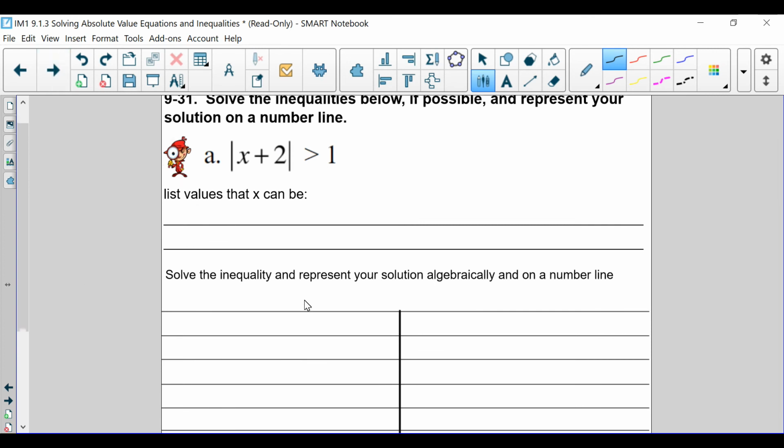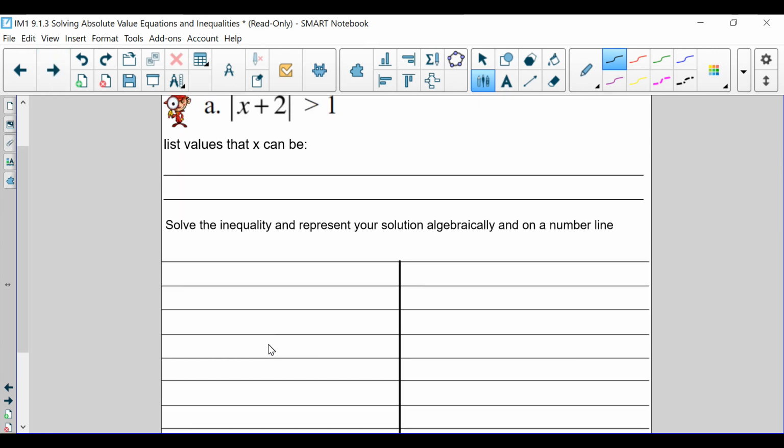I'm going to skip this portion right here and go right into solving it algebraically. So we've got x plus 2 is greater than 1. Remember, we've got the positive route because absolute value could have positive or negative. And we also have the negative route, which we go x plus 2 is greater than not positive 1, but negative 1. Okay, so once again, we're solving the solution. We're going to go ahead and take away the 2 at both sides.